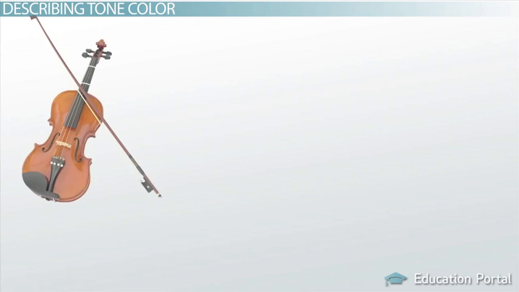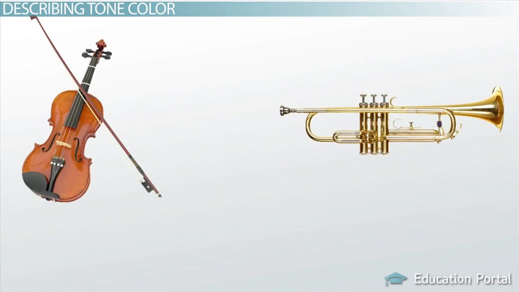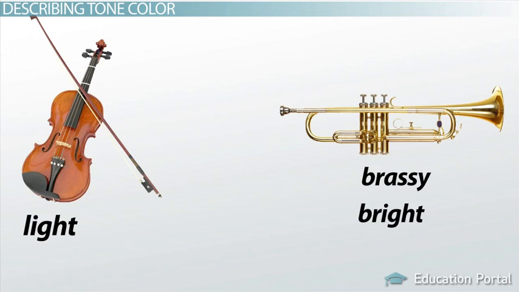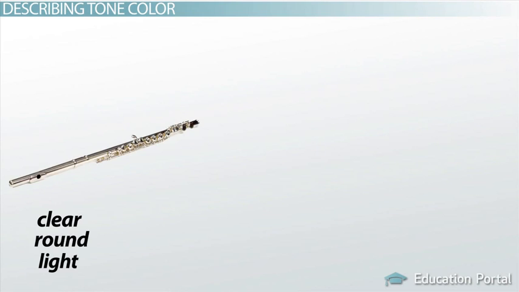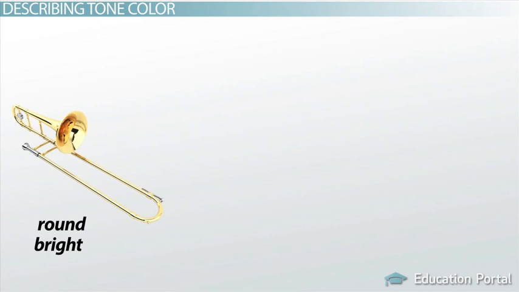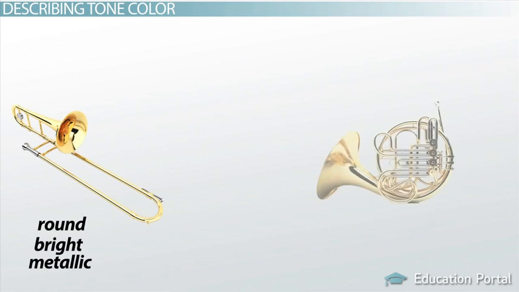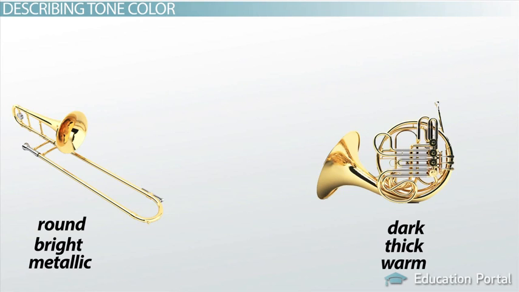Instruments in the orchestra can be described the same way. When we hear a violin, the timbre is different from that of a trumpet. We might say that the trumpet sounds brassy or bright, where the violin could be described as light and delicate. We can even make distinctions between instruments of the same family. A flute might sound clear, round, and light, while the oboe would sound nasal, pointed, or piercing. A trombone might sound round, bright, and metallic, while the French horn sounds dark, thick, and warm.